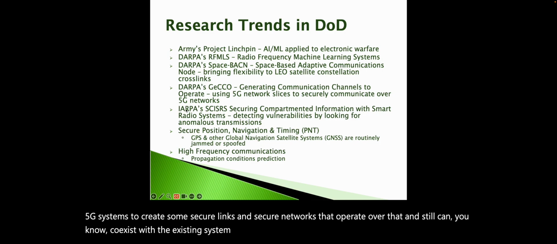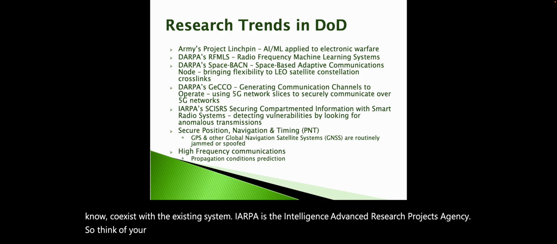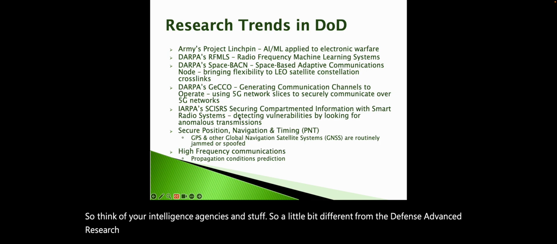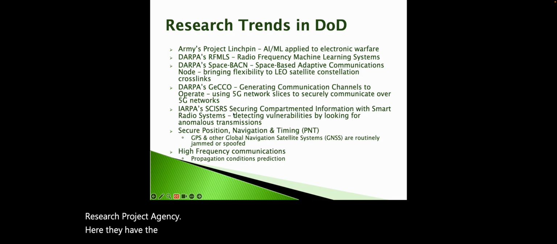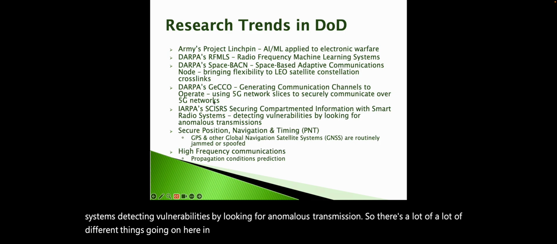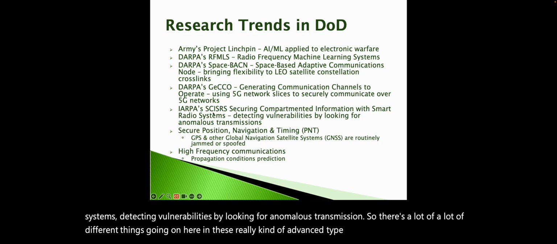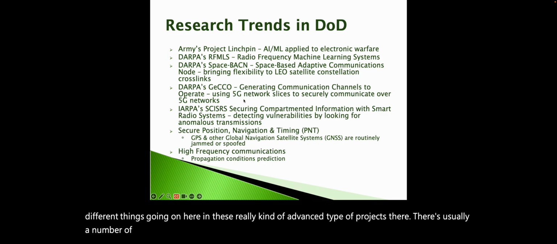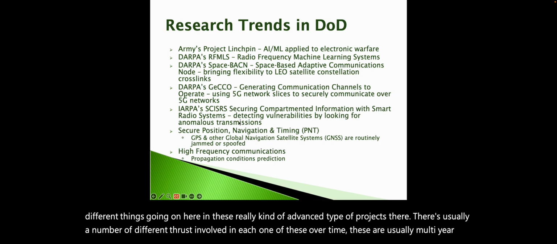IARPA is the Intelligence Advanced Research Projects Agency, so think of your intelligence agencies and stuff. So a little bit different from the Defense Advanced Research Projects Agency. Here they have the Scissors programs, securing compartmented information with smart radio systems, detecting vulnerabilities by looking for anomalous transmission. So there's a lot of different things going on here in these really kind of advanced type of projects. There's usually a number of different thrusts involved in each one of these over time. And these are usually multi-year type research programs.